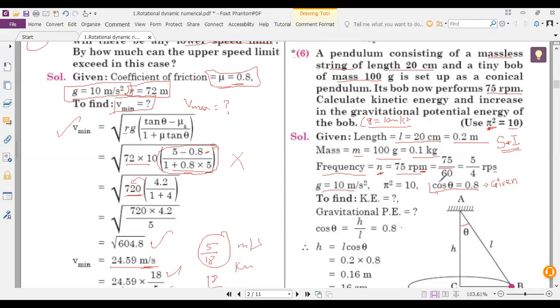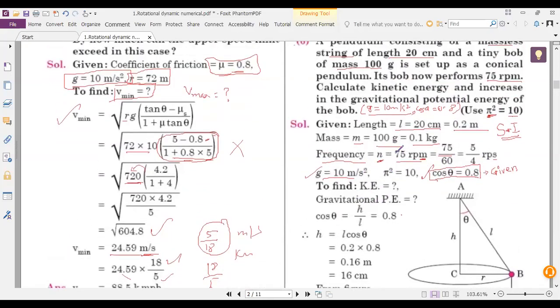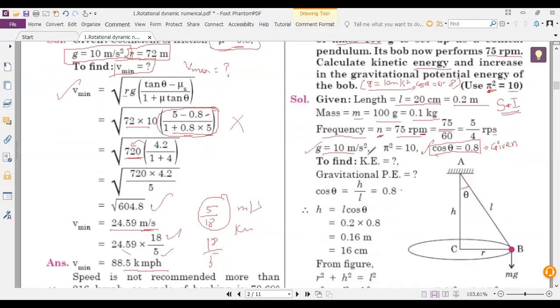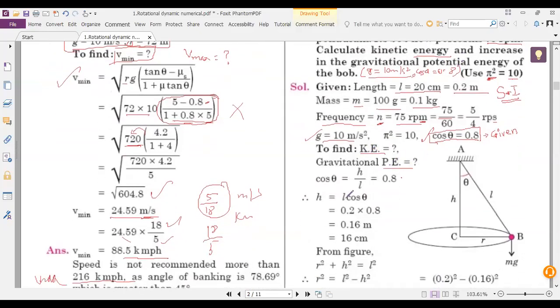And second, how are we getting this cos theta is equal to 0.8? So this cos theta is equal to 0.8 part is already given, which is not shown in this question. Okay, students. So what is the given part? g always given, and in this question, cos theta part is given. Understood, students? What we have to find: if the bob now performs 75 revolution per minute, calculate the kinetic energy and increase in gravitational potential. Direct, indirect, they are asking kinetic energy and potential energy. Correct? Now we start.